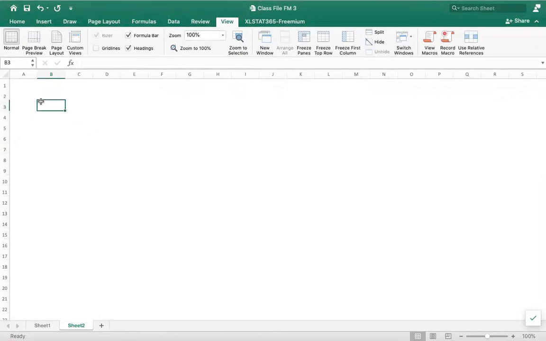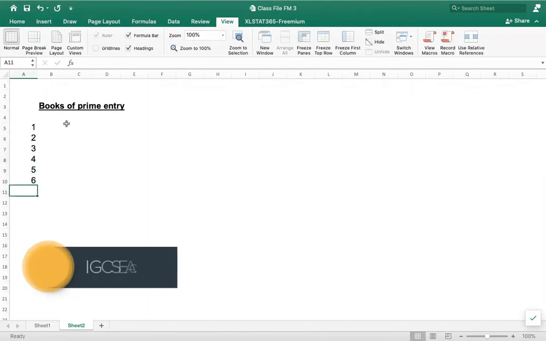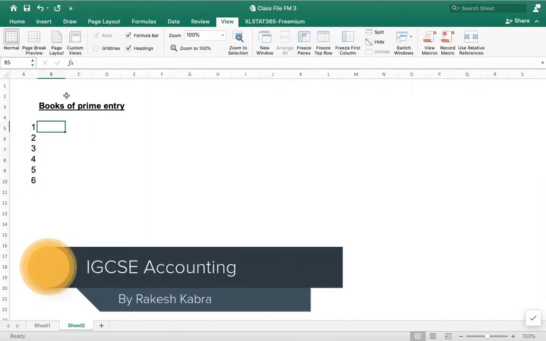So today we are going to start with books of prime entry. And usually who keeps these books of prime entry? Big businesses, right? And how many books are there? 1, 2, 3, 4, 5, 6. And the first one is what?